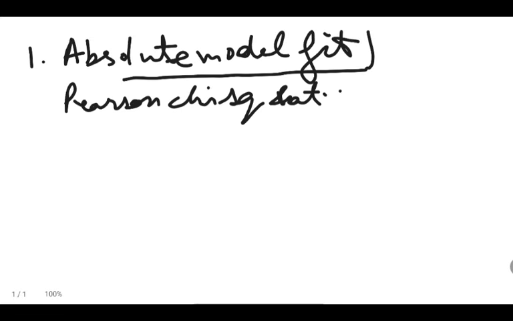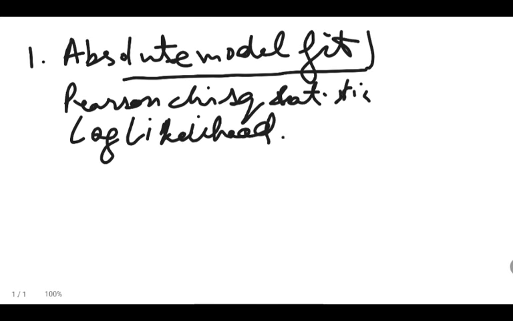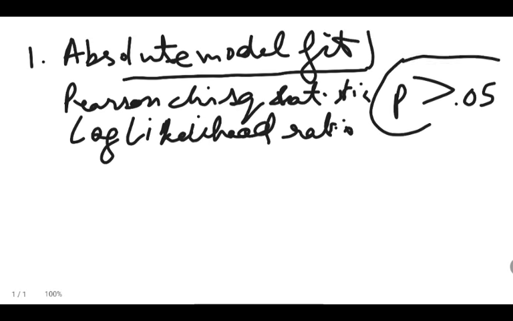or we use log likelihood ratio. So the p value in this case has to be insignificant, that is greater than 0.05. In case it is greater than 0.05, then we fail to reject the null hypothesis, which says that there is no difference between the observed data and the predicted data, right? So there is no difference, and that is what we want.